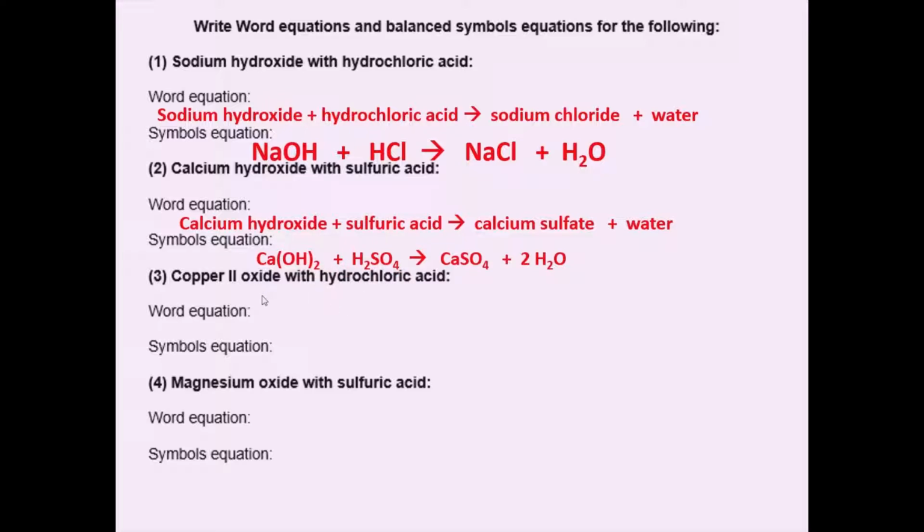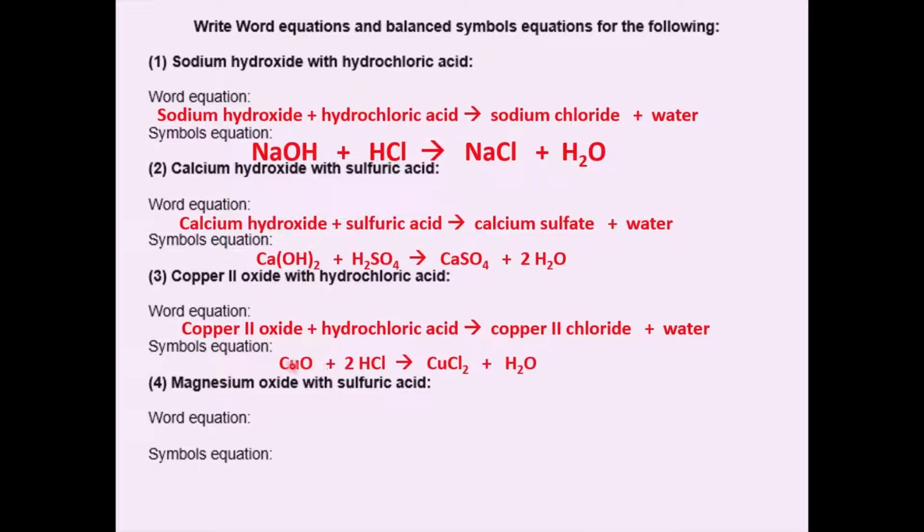Copper oxide, well, it's a base. So again, acid plus base gives us salt plus water. Copper(II) oxide and hydrochloric acid give us copper(II) chloride. Remember, we keep the 2 there. Then the symbols equation: CuO copper oxide, Cu 2+, O 2-, so CuO, hydrochloric acid, HCl. Copper(II) chloride, Cu 2+, Cl-, and then water, H2O. With 2 chlorines and 2 hydrogens this side, we need a 2 in front of the HCl.